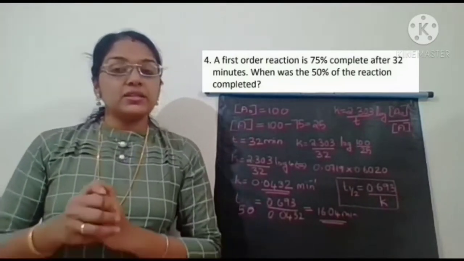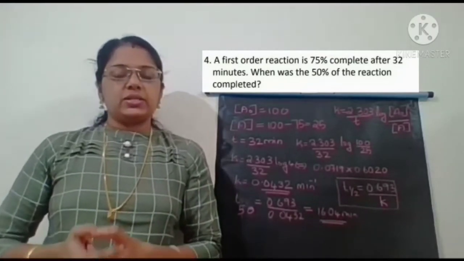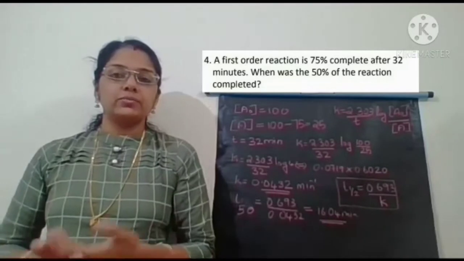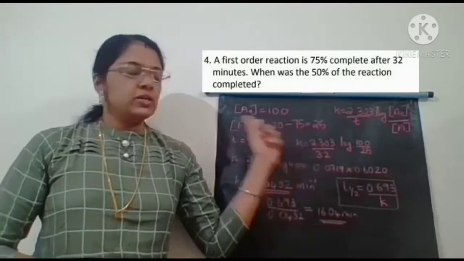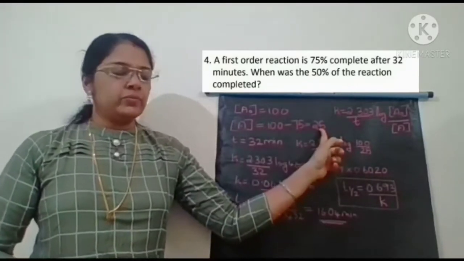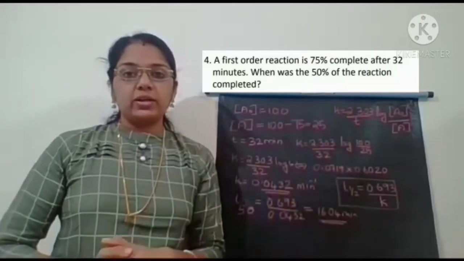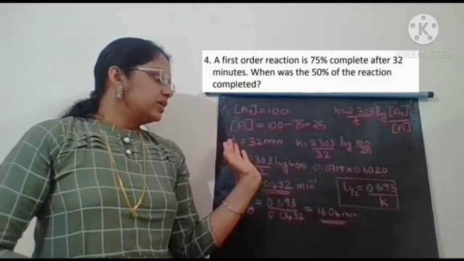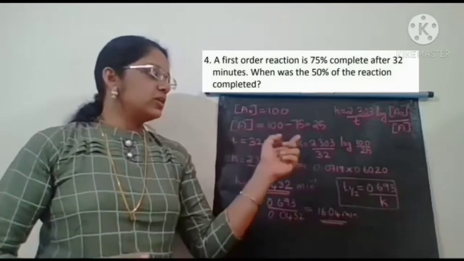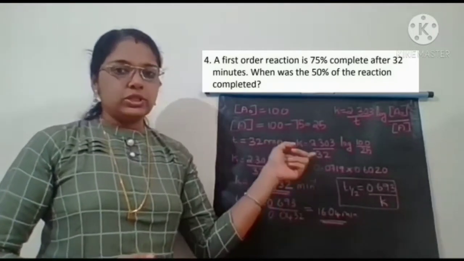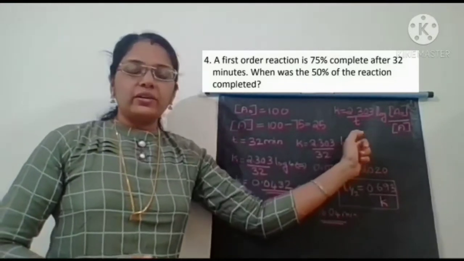Again here they are telling 75% is completed. If you take A₀ equal to 100%, then 75% completed means 100 minus 75, so only 25% is left. So the final concentration becomes 25. Substituting in this equation, we can get the value of the rate constant, and then only we can find out the t half. So t is found to be 32 minutes when it is 75% completed. So we can substitute t = 32. So K = 2.303/32 × log(100/25).